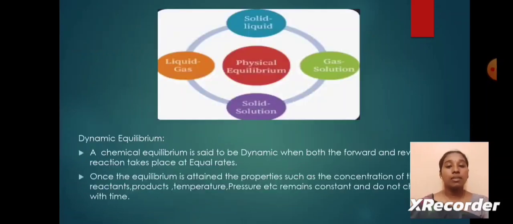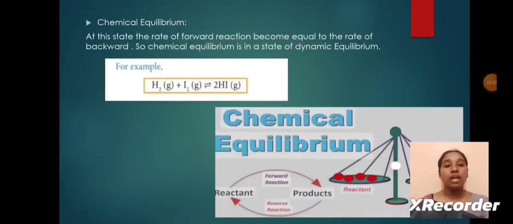Next is dynamic equilibrium. A chemical equilibrium is said to be dynamic when both the forward and reverse directions take place at equal rate. Once the equilibrium is attained, the properties such as concentration, temperature, reactant, product, pressure, etc. remain constant and do not change with time. Next is chemical equilibrium. At this state, the rate of forward reaction becomes equal to the rate of backward reaction. So chemical equilibrium is a state of dynamic equilibrium. For example, H2 in gaseous phase and I2 in gaseous phase reversibly give 2HI.